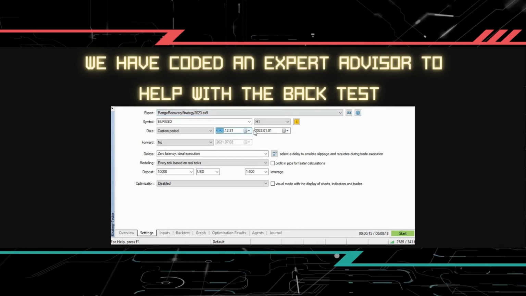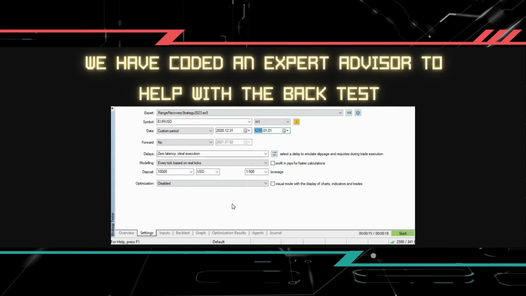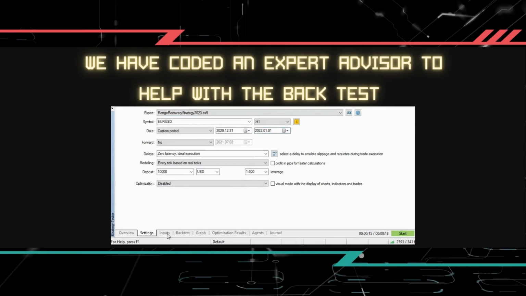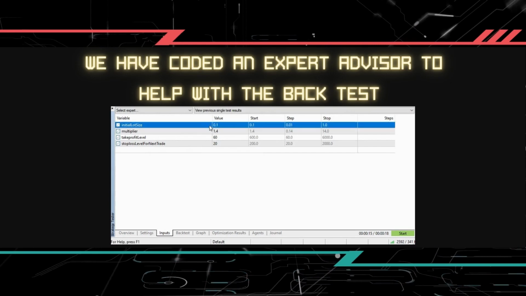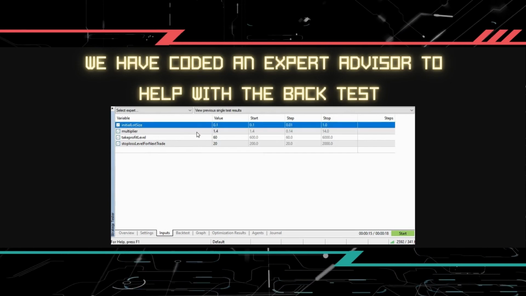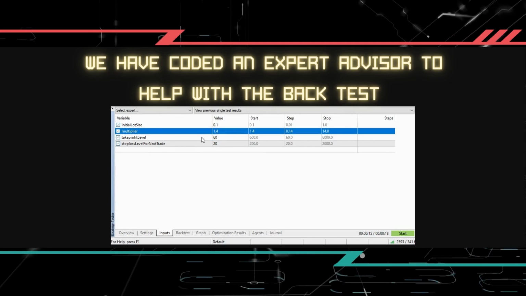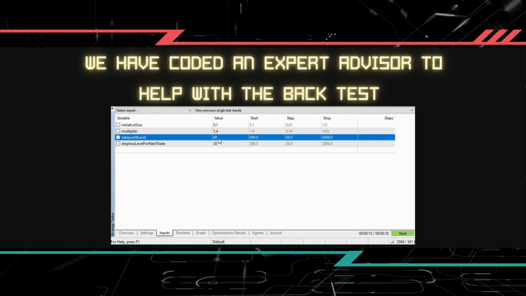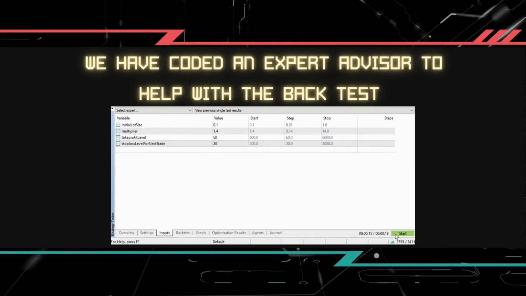We will set the testing date from end of December 2020 to the start of January 2022. This will include the test dates of whole of 2021. We will use the default setting of 0.1 lot size. The multiplier is set to 1.4. We will set the take profit level to 60 pips, and the level to enter the opposite trade at 20 pips. Let us start the expert advisor.